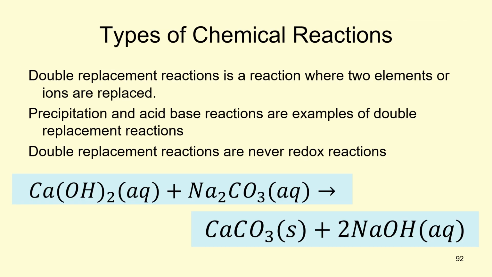A double replacement or double displacement reaction is a reaction where two elements replace each other. So that's the difference. Notice in that last one, zinc was by itself and hydrogen was by itself. Now in a double displacement, you've got, like here, calcium with hydroxide, you've got sodium with carbonate, and then the calcium and the sodium have changed places with other compounds. So now we've got the calcium with the carbonate and the sodium with the hydroxide. So there's 4 things and 2 replace each other. So that's double replacement. And double replacement are never redox. They're either precipitation or acid-base reactions.